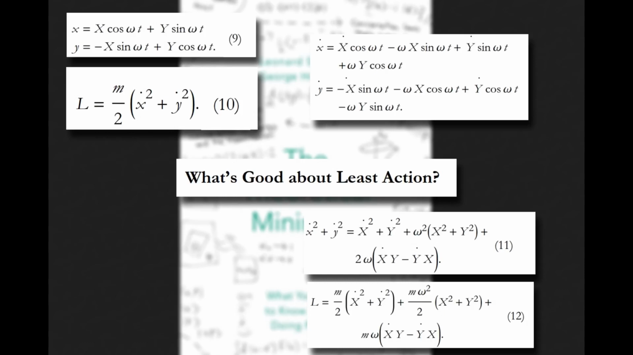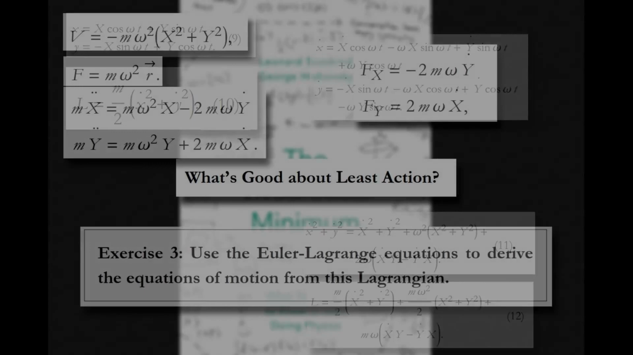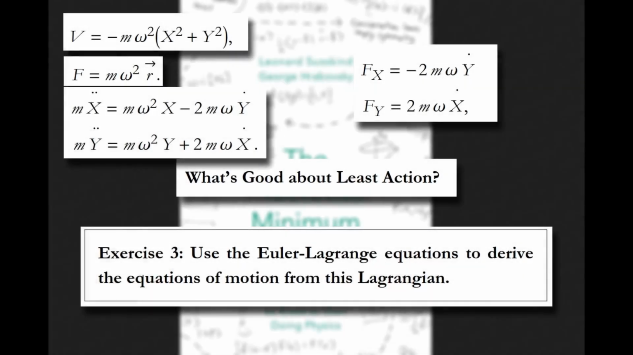As shown in the figure, m X double dot equals m omega squared x minus 2m omega y dot, and m y double dot equals m omega squared y plus 2m omega x dot. This looks exactly like Newton's equations with centrifugal and Coriolis forces. Notice that there is something new in the form of the force law, the components of the Coriolis force. Therefore, Fx equals minus 2m omega y dot and Fy equals 2m omega x dot.